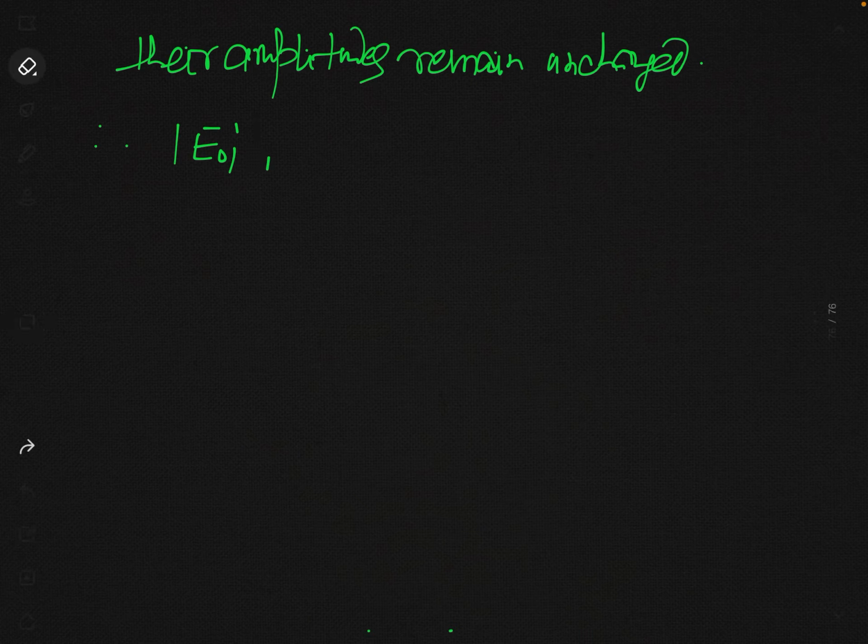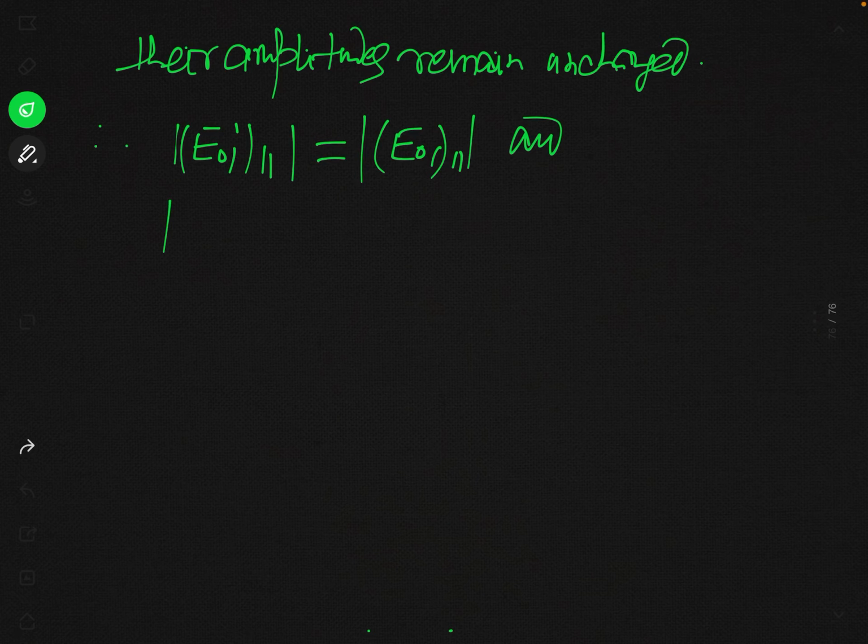So you can write that the modulus of E naught 1 prime parallel is equal to the modulus of E naught 1 parallel, and similarly the modulus of E naught 1 prime perpendicular is equal to the modulus of E naught 1 perpendicular.